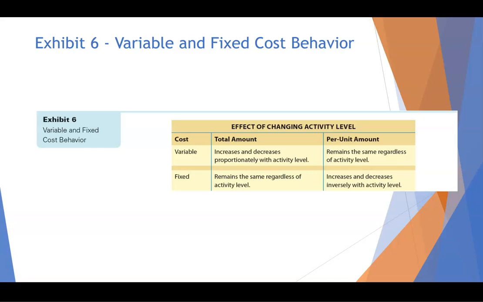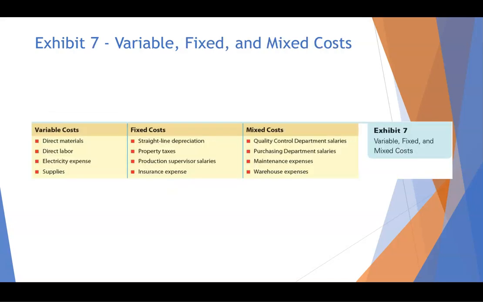Mixed costs contain a fixed cost component that's incurred even if nothing's produced. For analysis, the fixed and variable cost components of mixed cost are separated using this high-low method. Now, this slide provides some examples of variable, fixed, and mixed costs for the activity base of units produced.